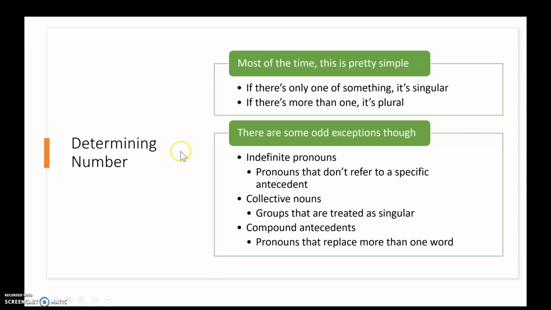So determining number, most of the time, is pretty simple. We did talk about it a little bit in a previous PowerPoint. If there's one of something, it's singular. If there's more than one, it's plural. There are some odd exceptions.